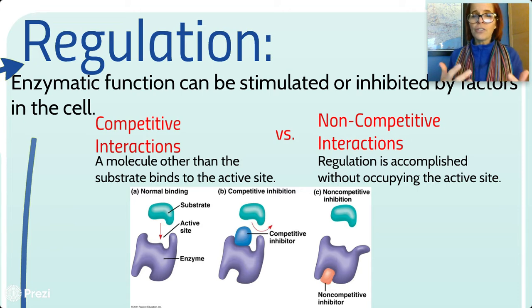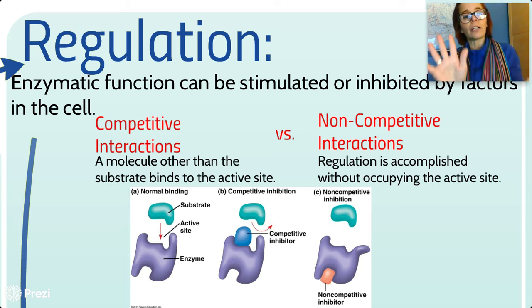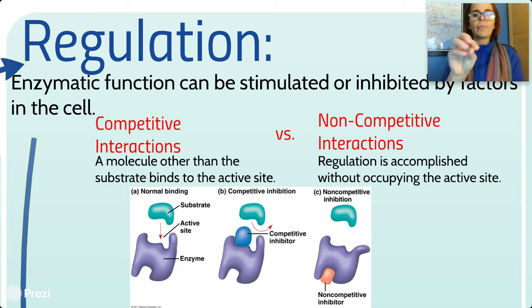Okay, so I mentioned earlier that these enzymes speed up these reactions. I think they usually say 1 billion times faster than the reaction would occur under normal circumstances. But regardless, at some point, the cell has to get some control. We don't want everything to happen all at one time. Sometimes we need a few of these reactions to occur. Sometimes we need a lot of them. Sometimes we don't want them to occur at all. So the cell has to regulate them. So we can either stimulate the reaction or we can inhibit the reaction. So in this particular slide, we're looking at competitive interactions and non-competitive interactions.